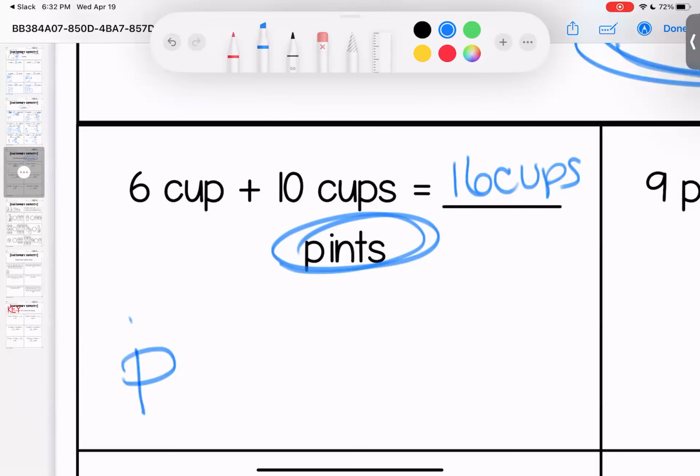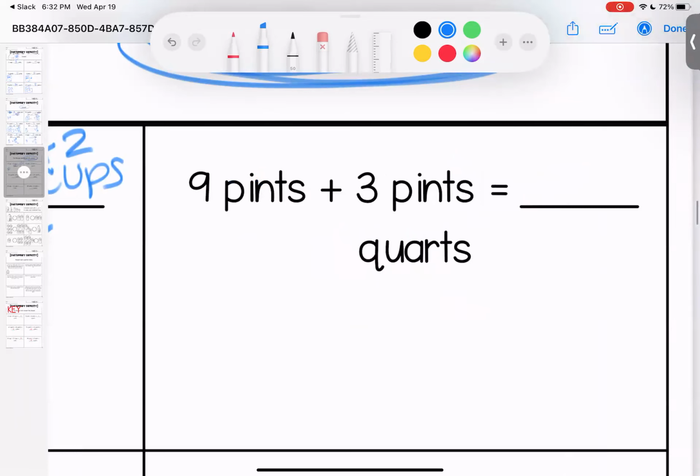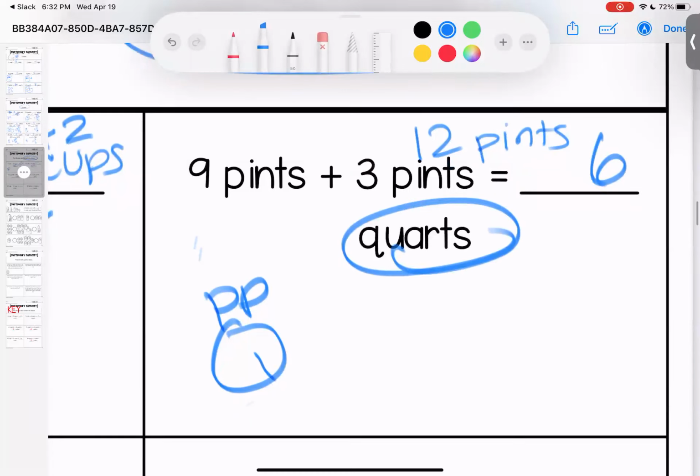So if I go back to my picture and look how quickly I can draw these. If I keep these in my head, I can pull the pieces out very, very quickly. Well, there's 2 cups in a pint. So when I divide this by 2, I find out that that's 8 pints. 8 pints. Over here, 9 plus 3 is 12 pints. But I want, oh, I just threw my pen. I want quarts. And my queen had 2 pints. So 12 divided by 2 gives me 6 quarts.